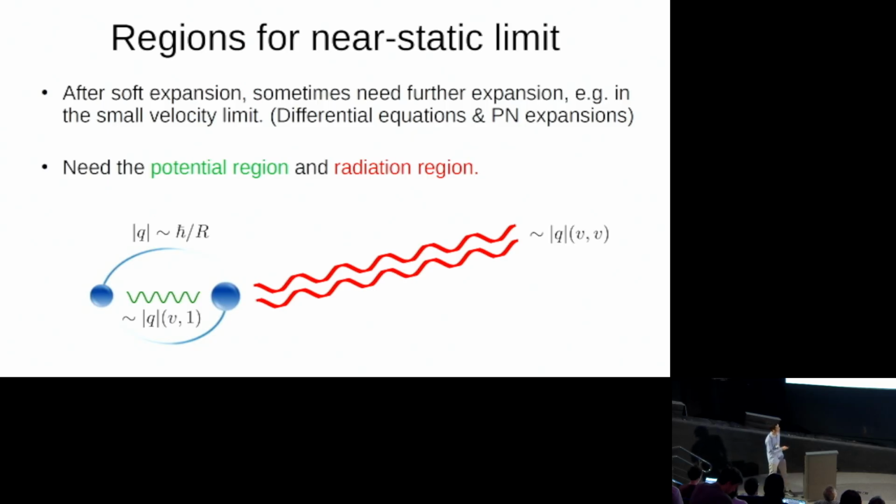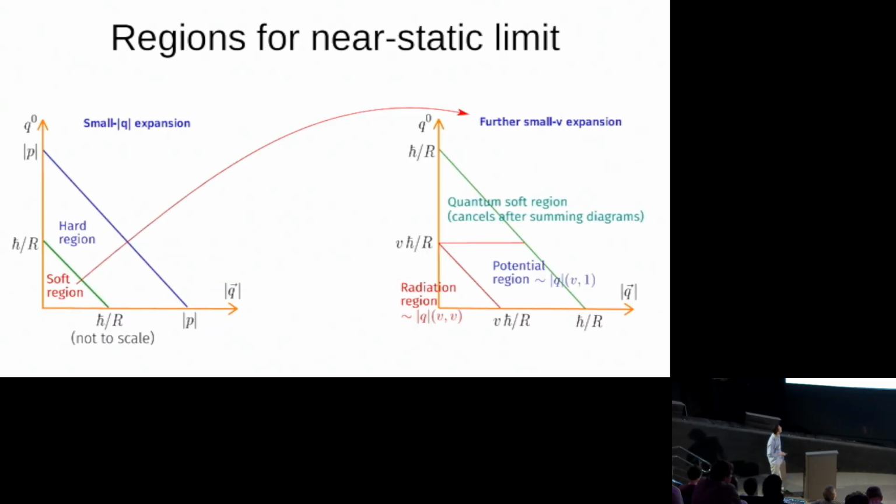And the radiation region can be on shell, so the time component and spatial components are both of order v. If the velocity v is small, the orbital period will be large. Therefore, the characteristic frequency of this binary system will be small. So this explains the homogeneous v suppression.